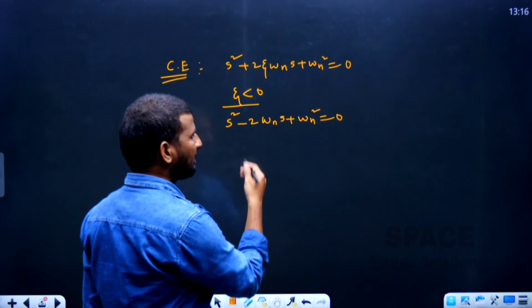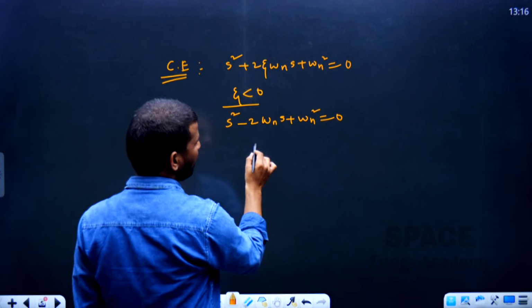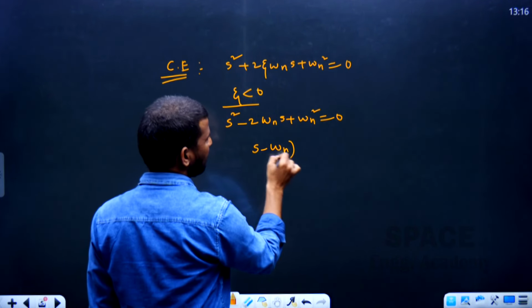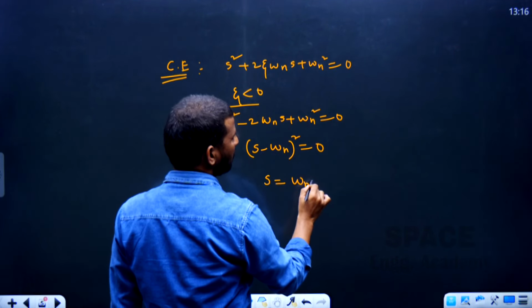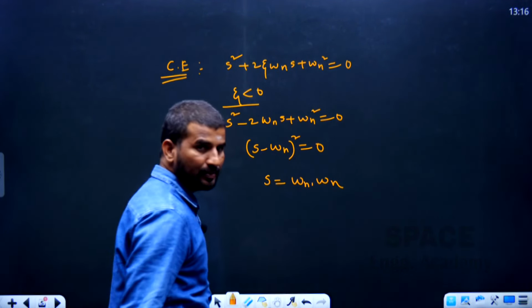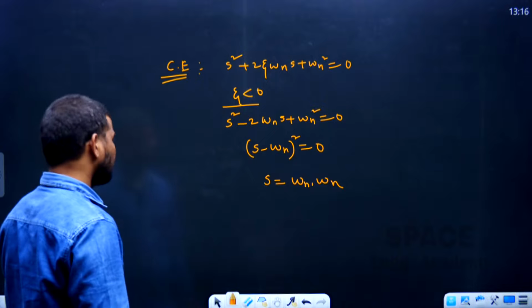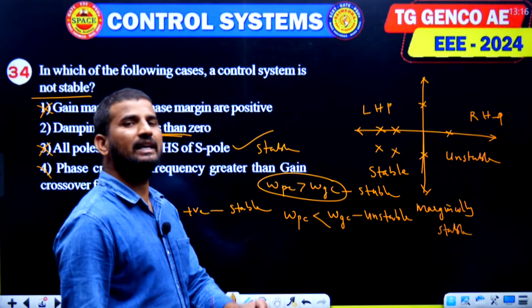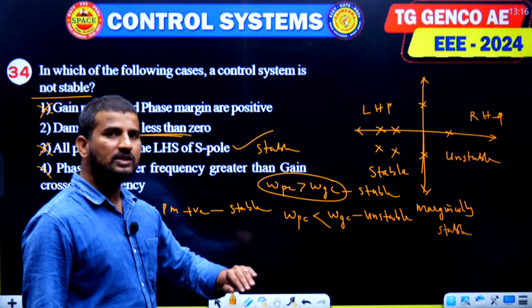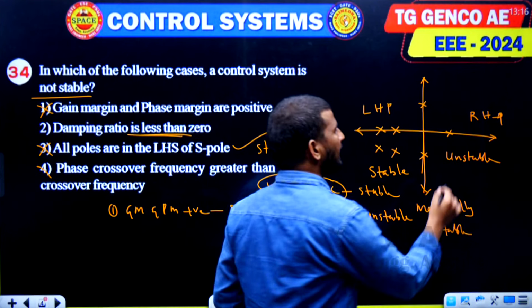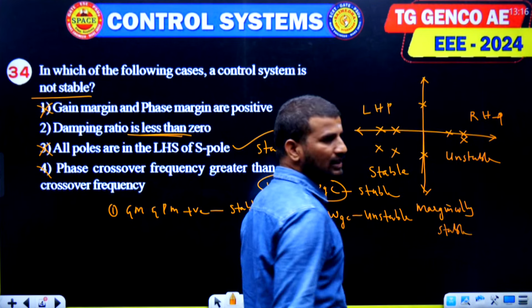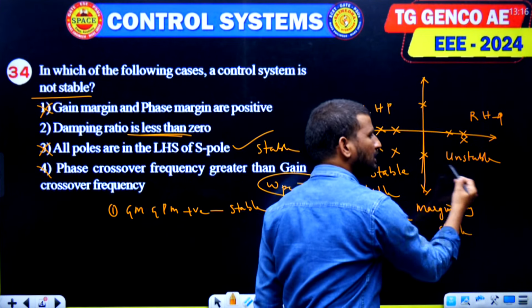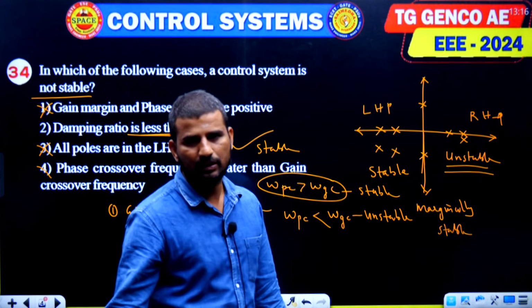It looks like a square minus 2ab plus b square is equal to 0. Thereby, (s minus omega n) whole square is equal to 0. Then the pole values are omega n, omega n. That means if the damping ratio is less than 0, the poles omega n, omega n are going to lie on the right hand side of the s-plane. Poles on the right hand side of the plane means the system is unstable.